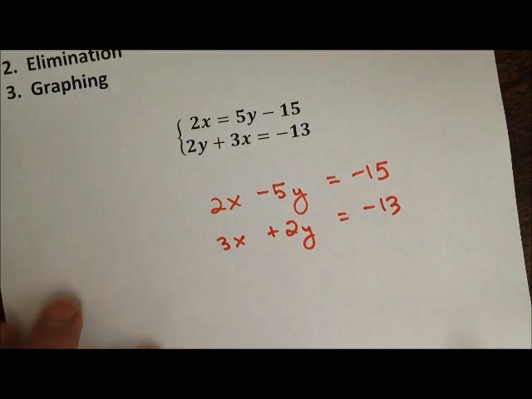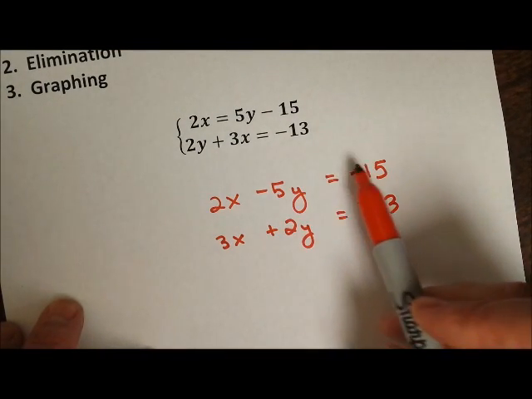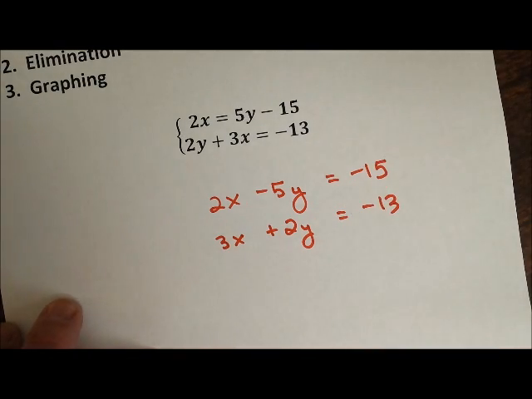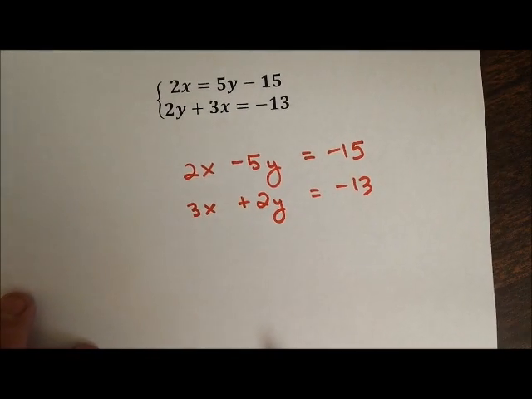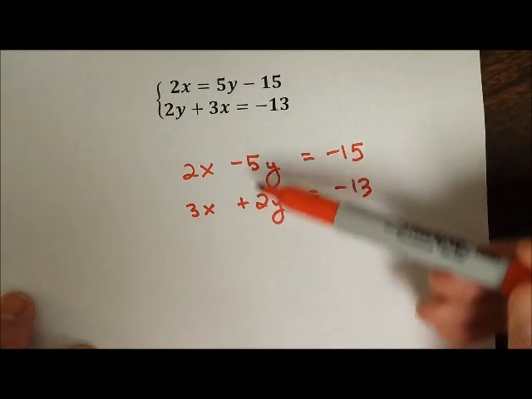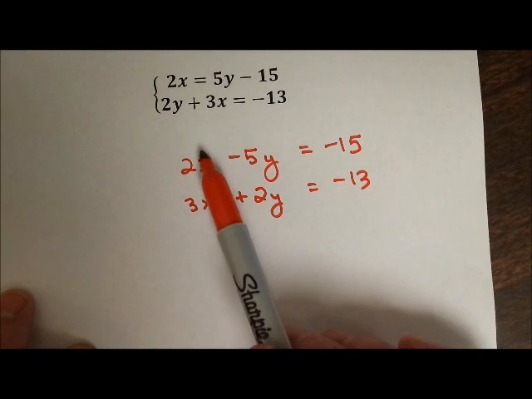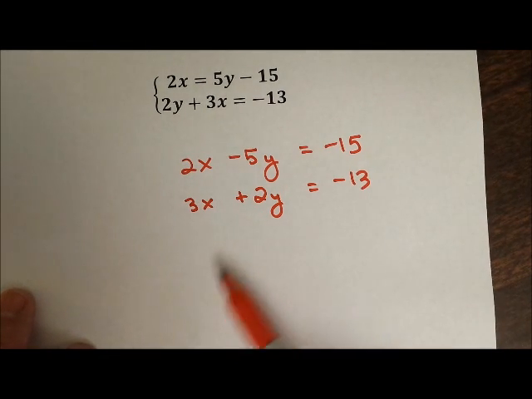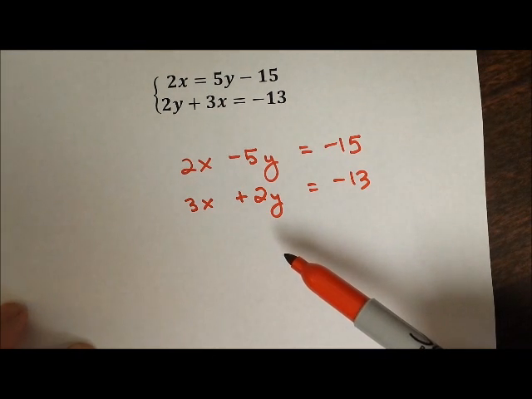So we have everything aligned. Notice our x's are aligned, our y terms are aligned, our equal signs are aligned, and our constants are aligned. So the next thing to do is to eliminate a variable. We're going to eliminate that variable by adding these two equations together. But as I notice, when I'm adding these down, I get 5x. That didn't eliminate the x's. If I add these down, I get -3y. That didn't eliminate the y's.